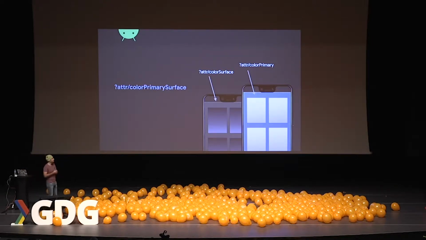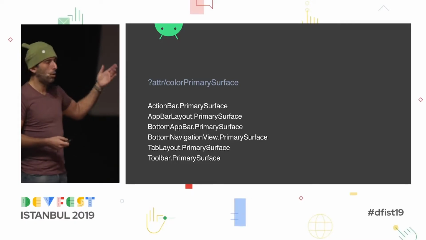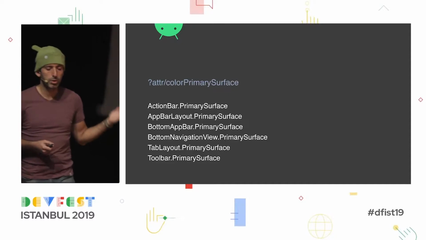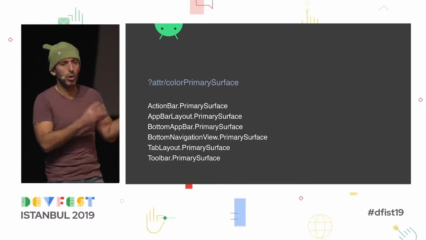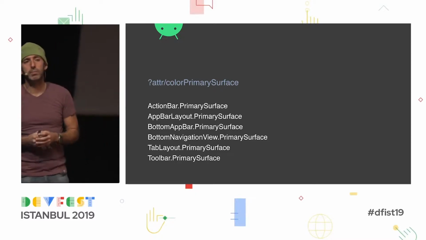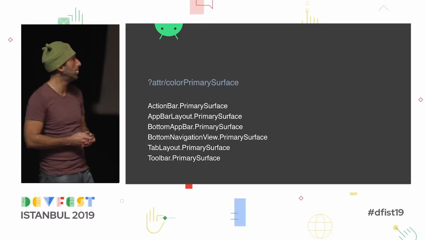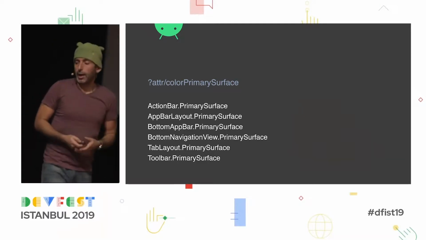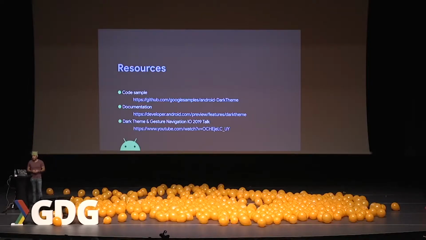Again, with material components, there's support for this. If you use color primary surface instead of color primary and color surface, the system will know when to change from one to the other. So basically, almost all material components support the primary color surface. Go and use color primary surface if you have a large and bright background color in your app. Again, we have resources and the time left.